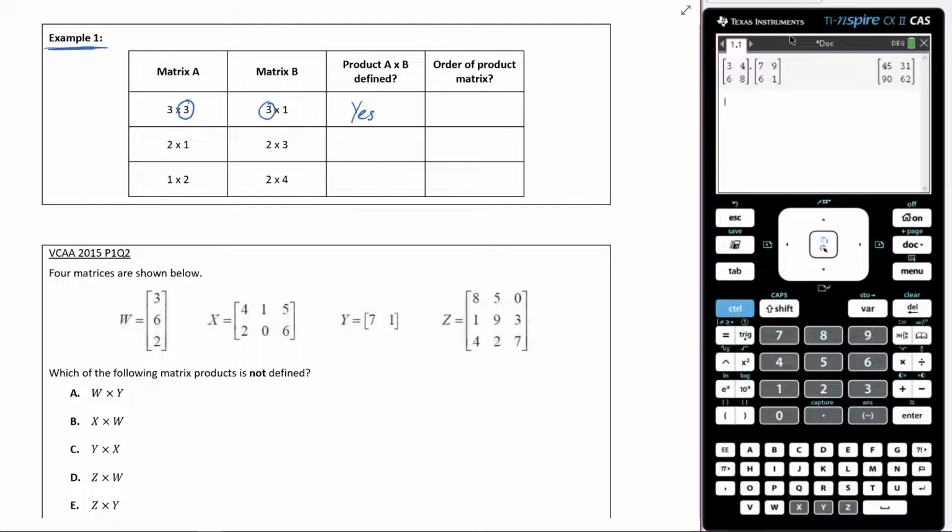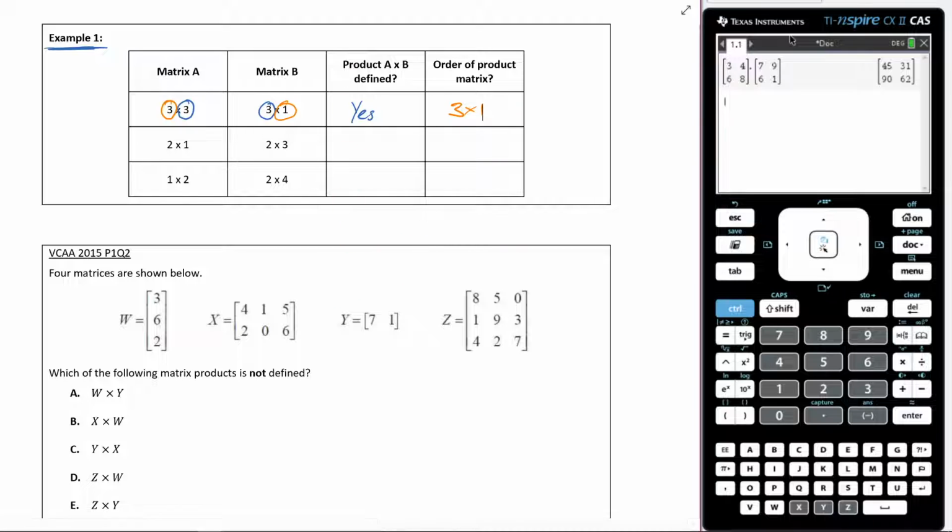The next thing that we want to do here is figure out the order of the product matrix. In other words, once we multiply these two things together, what's the order of the new matrix? Well, how do we do this? You simply take this number and you take that number. That's going to be the new order, 3 by 1.